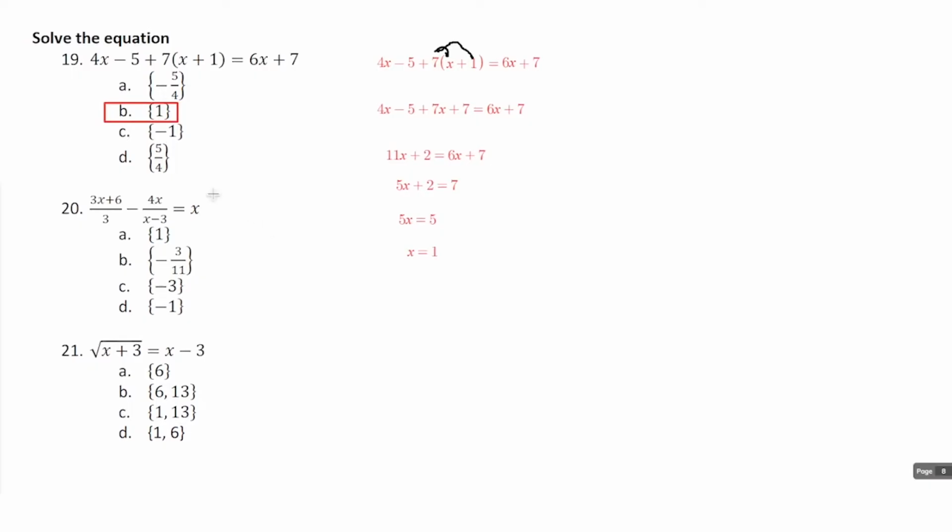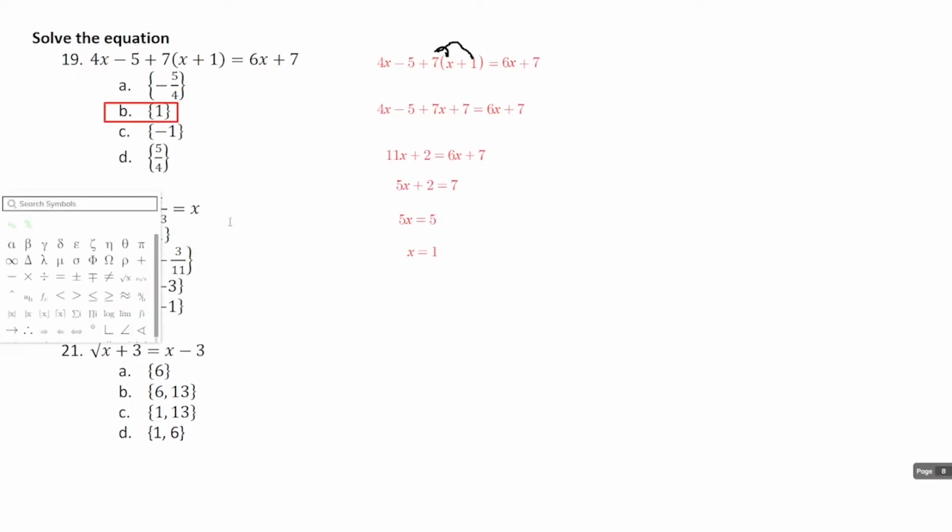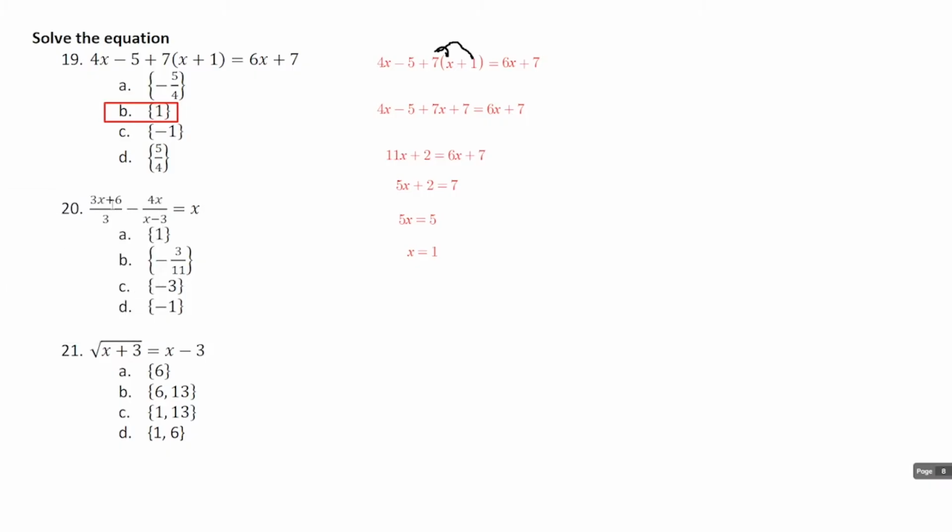Number 20, looks like we've got a rational equation, so we need to find a common denominator here, and to do that, we're going to multiply each fraction by the other fraction's denominator. So I'm just going to rewrite number 20 here. We've got 3x plus 6 all over 3 minus 4x over x minus 3 equals x.